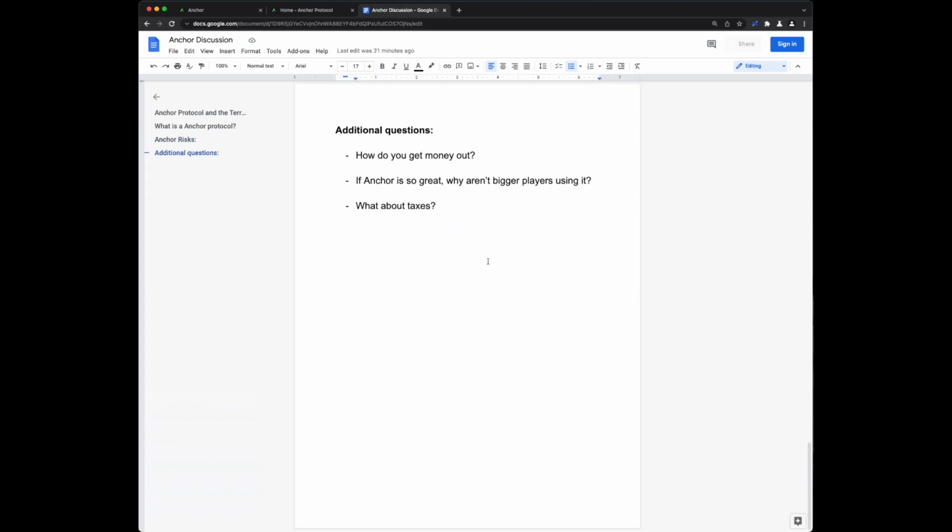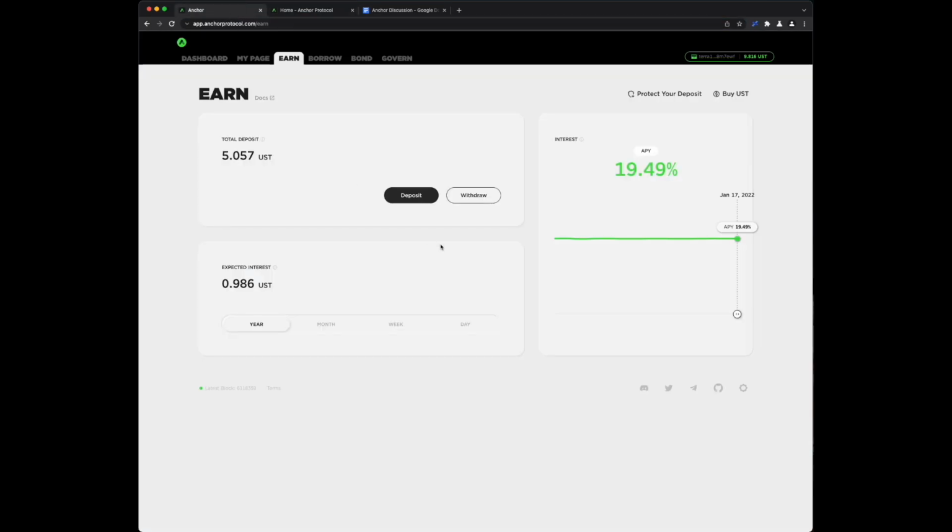So now a few final questions. How do you get your money out is another common one. So if you deposit your money here, like I have in the Earn, I only have $5 showing here because I took the AUST and did some other stuff with it.